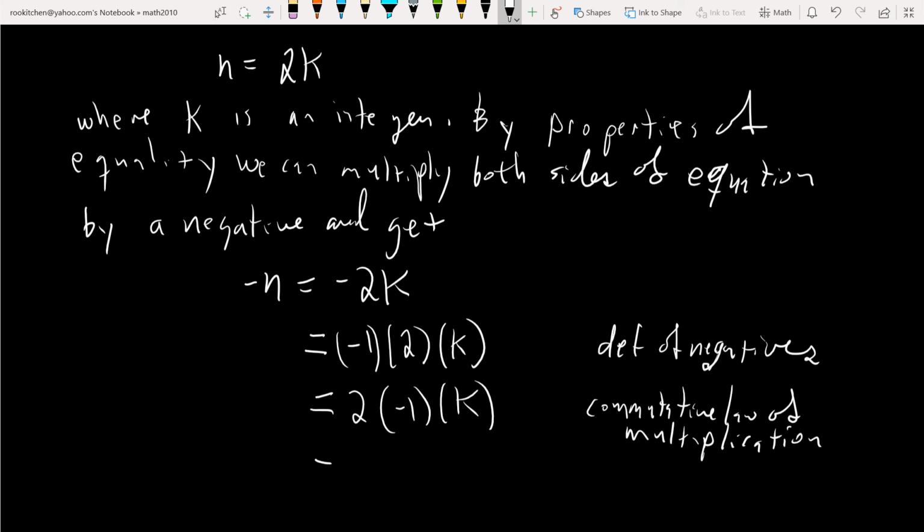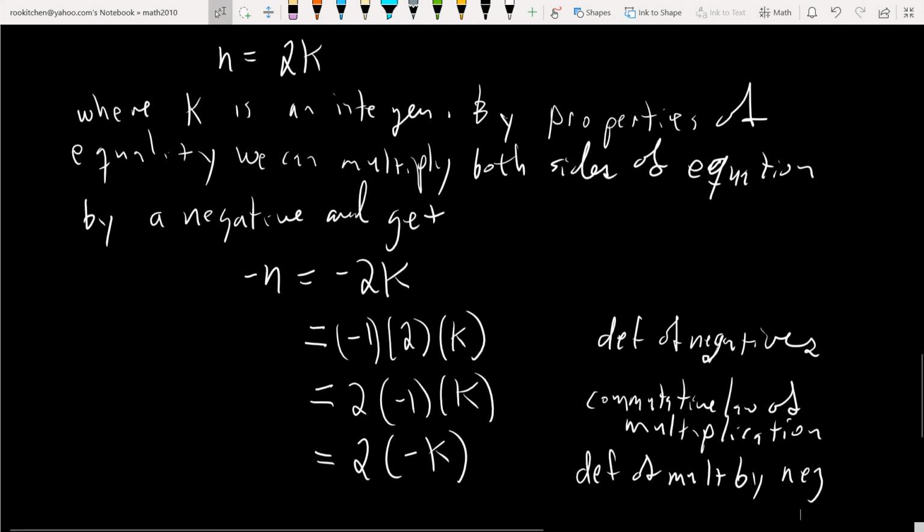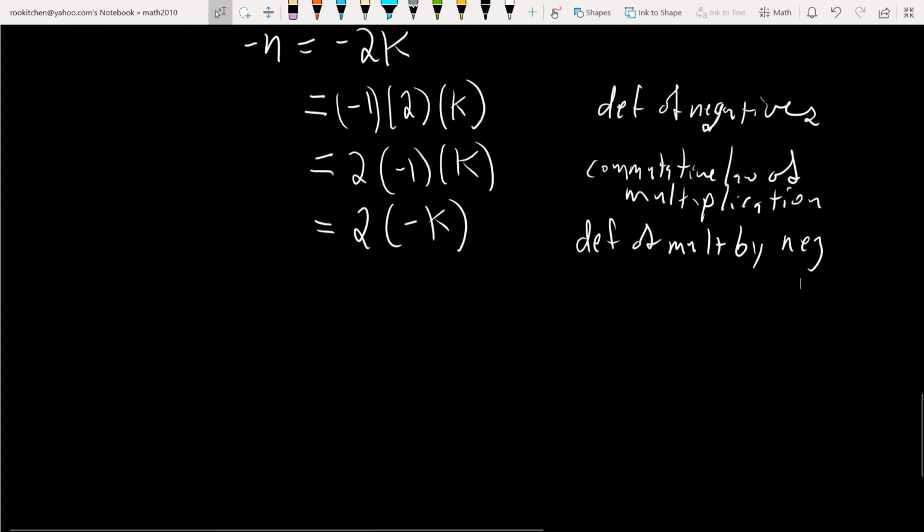And then finally we can multiply together the negative 1 times k. So 2 times negative k. I don't even know what that would be. Just definition of multiplication by a negative, right? See, these things are just so obvious to us by now that it's kind of hard to explain why it's true. There are some weirdnesses about that.